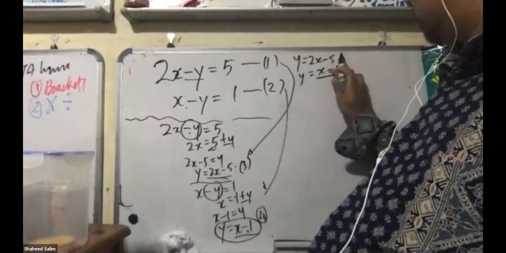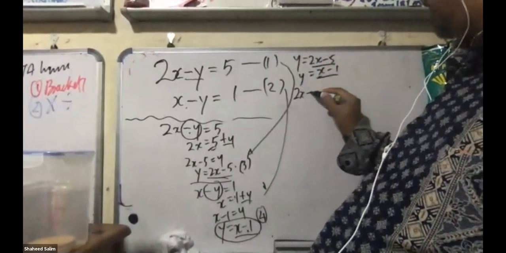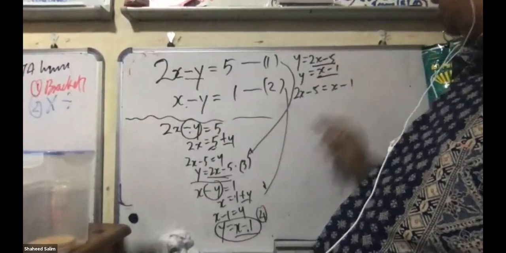Y is equal to this. Y is equal to this. So these two must be the same. That means 2x minus 5 must be equal to x minus 1.